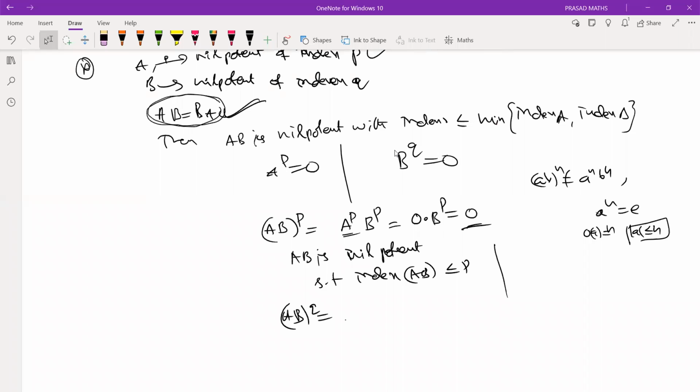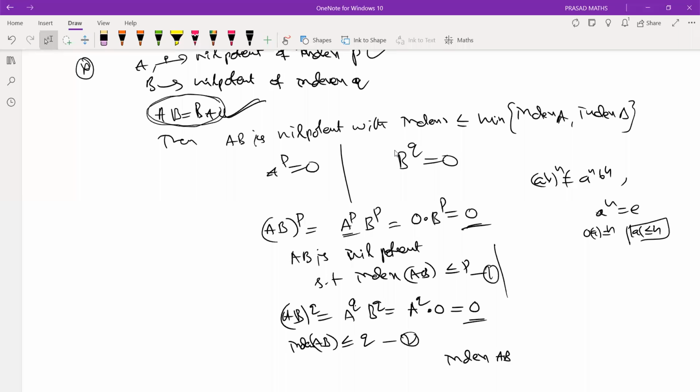Similarly, (AB) whole power Q. A into B equals B into A, therefore A power Q into B power Q. That is, B power Q is 0, so 0 matrix into A power Q is 0 matrix. Therefore, AB is a nilpotent matrix. What is the index? Less than or equal to Q. Therefore, the index of AB is less than or equal to P, and also less than or equal to Q. Therefore, index of AB is less than or equal to the minimum of P comma Q. But what are P comma Q? Index of A, index of B.